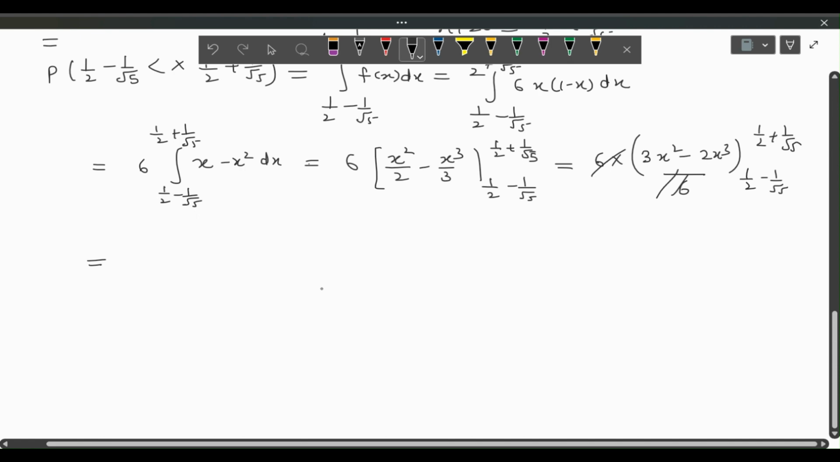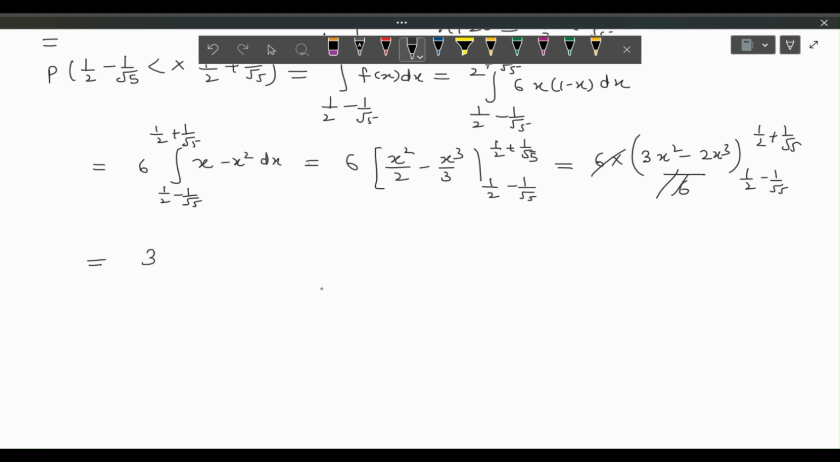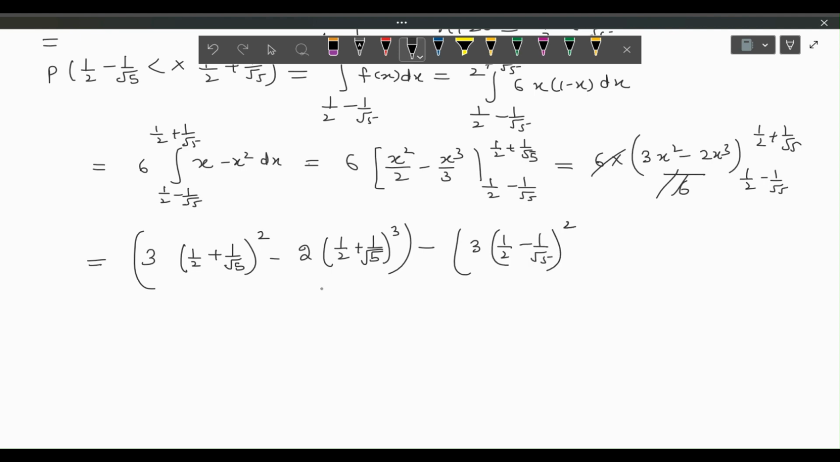the upper limit value, so it will be 3 times (1/2 plus 1/√5) square minus 2 times (1/2 plus 1/√5) cube. This is the upper limit, minus the lower limit, which is 3 times (1/2 minus 1/√5) square minus 2 times (1/2 minus 1/√5) cube.